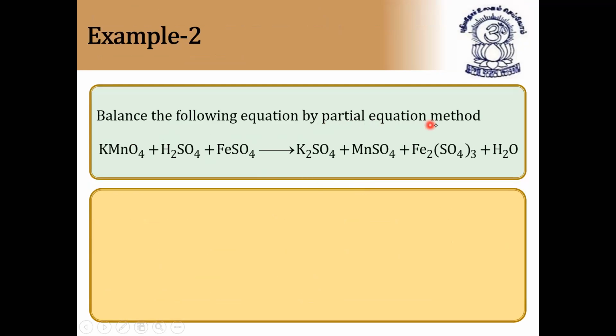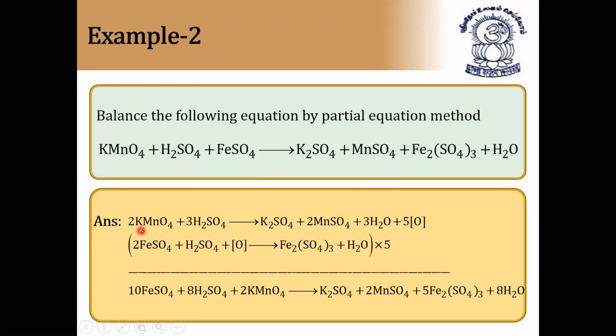Balance the following equation by partial equation method. Potassium permanganate combines with sulfuric acid and ferrous sulfate, and forms potassium sulfate and manganese sulfate. These two are common, and FeSO4 is taken because ferrous sulfate changes to ferric sulfate plus water. Simple. In this, again nascent oxygen is formed. So the first equation as is we will write: potassium permanganate combines with H2SO4 and forms K2SO4, MnSO4, 3H2O plus 5 nascent oxygens. These 5 nascent oxygens combine with ferrous sulfate and H2SO4 and form ferric sulfate plus water, into 5.